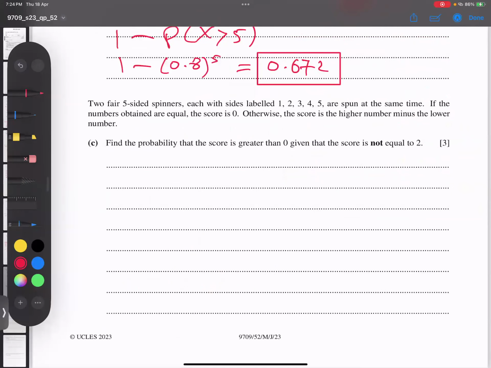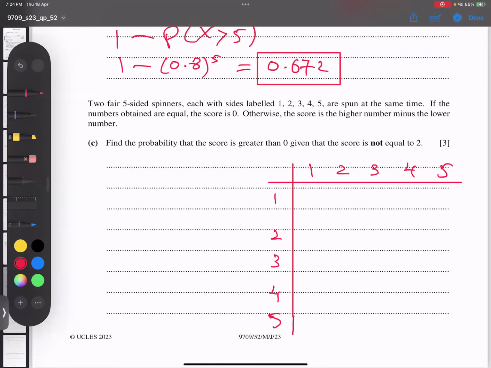Okay, let's go for the next part question. Part C. It says 2 fair 5-sided spinners. Whenever there are 2, we can make a diagram. If 3 come, we cannot make a diagram. So it says 2 spinners, 5-sided, labelled 1, 2, 3, 4, 5. It means I can make this kind of table. This table is not compulsory. 1, 2, 3, 4, 5. If you don't make this table, no problem. But you'll see, inshallah, this table will help you in the next parts even.